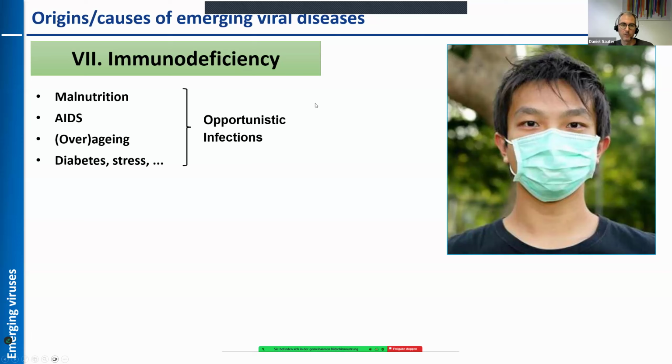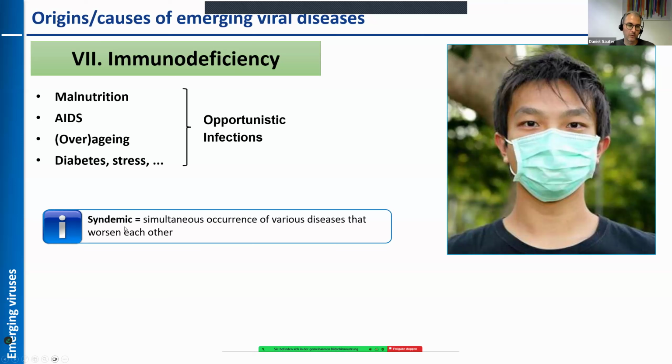And one term that I would like to introduce in this context is the term syndemic. I mean, all of you know epidemic, pandemic, but syndemic describes the simultaneous occurrence of two or more diseases that negatively impact each other, so that they benefit from each other, that may not cause severe disease if they occur separately, but cause severe disease if they co-occur and infect you simultaneously.